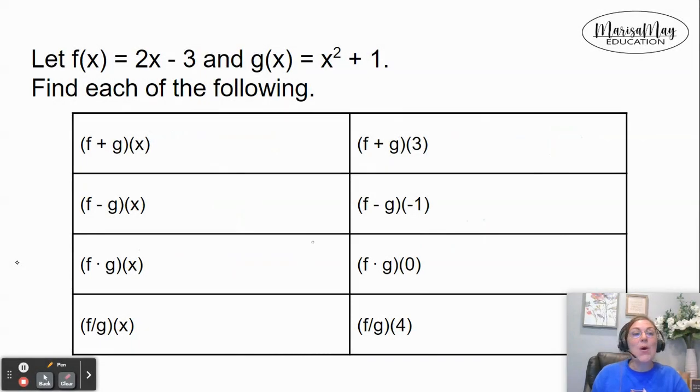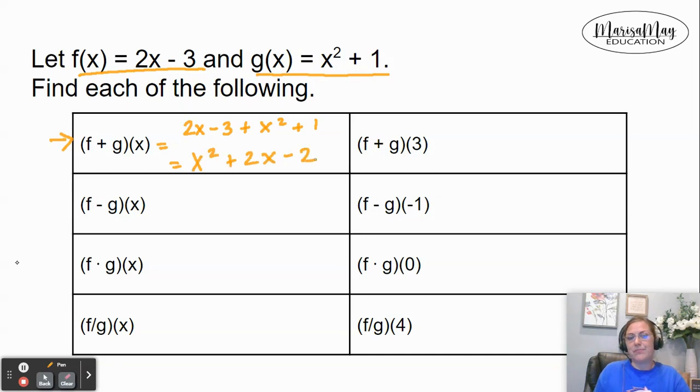In this video, we're going to be using the functions f of x equals 2x minus 3 and g of x equals x squared plus 1. Let's take a look at the first row, f plus g of x. This simply means we want to add the two together. So we've got 2x minus 3 plus x squared plus 1. You can combine like terms here, and we would get x squared plus 2x minus 2.